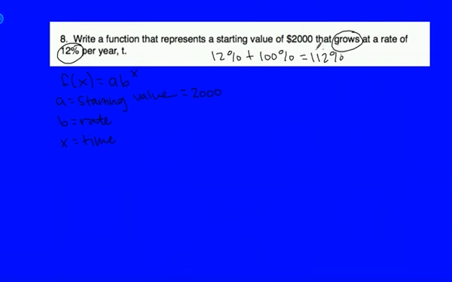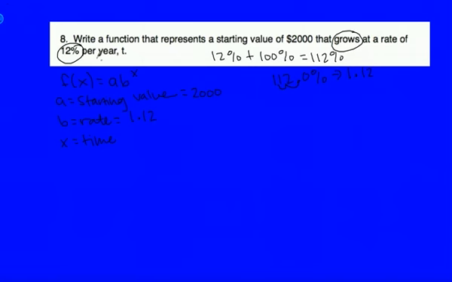But remember, I can never plug in a percentage for b. b always has to be a decimal. So I'm going to take 112.0%, which means exactly the same thing as what we started with, and move the decimal back 2 places to the left, which gives me 1.12. So my rate that I'm going to use is 1.12.